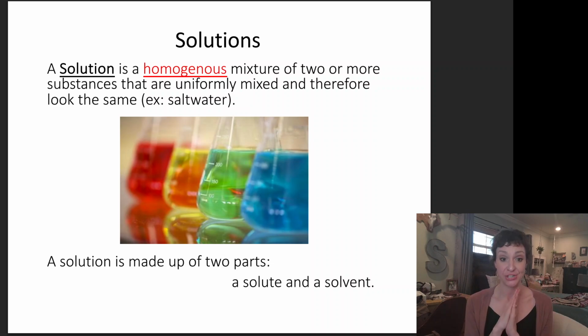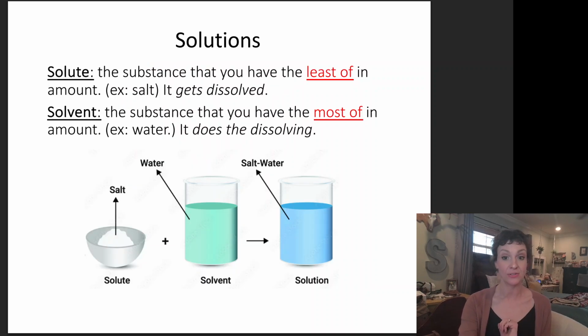Okay, a solution is made up of two parts, a solute and a solvent. I bet you can figure out in salt water who's the solute and solvent. A solute is the substance that you have the least amount of. So in the case of the salt water, it would be the salt. The solute is the thing that gets dissolved. Now the solvent is the substance that you have the most of in amount. Most commonly, it's going to be water as our solvent. And it's the thing that does the dissolving.